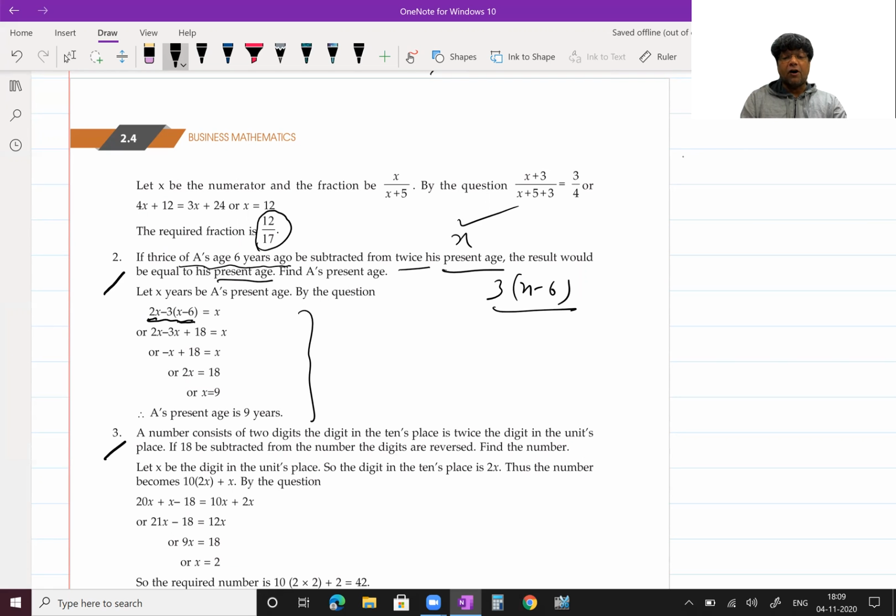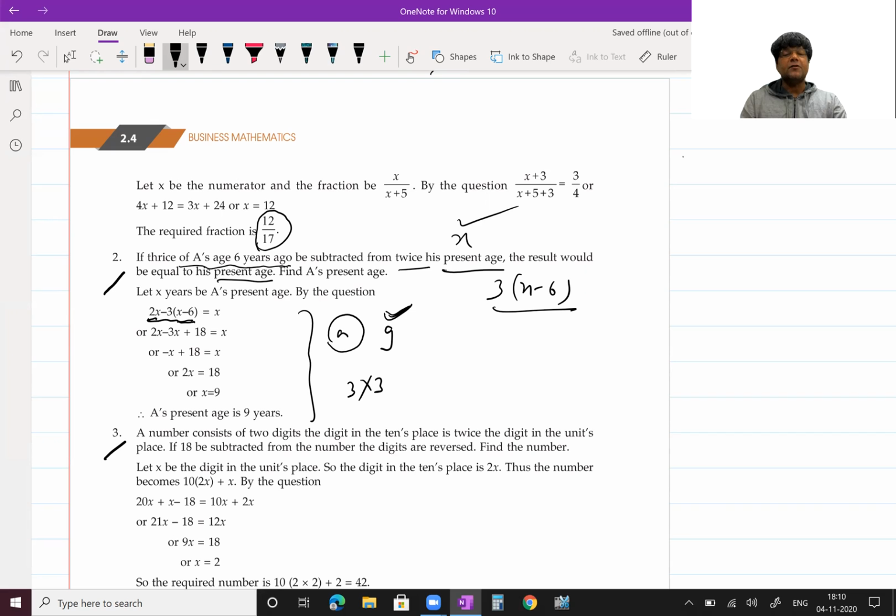Either you can do it this way, or if I am solving this question, I will not do it this way. Why? If 9 is the answer, it will be present in one of the options. Now, if this is the present age, then I will go by whatever the question is saying. Thrice of age 6 years ago: if present is 9, then 6 years ago his age will be 3, and thrice of that means into 3. This will be subtracted from twice his present age.